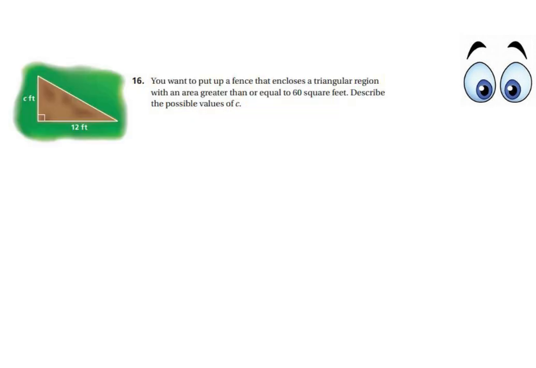In question number 16, you want to put up a fence that encloses a triangular region with an area greater than or equal to 60 square feet. Describe the possible values of C. Right. We need to know the area formula for a triangle is 1/2 base times height. Cool. We know the base. And the area is going to be 60. It says the region has to have an area greater than or equal to 60.